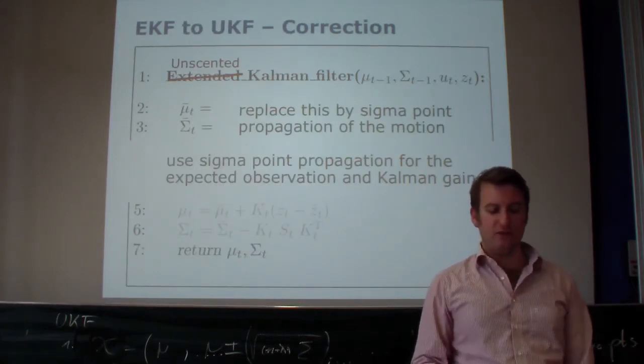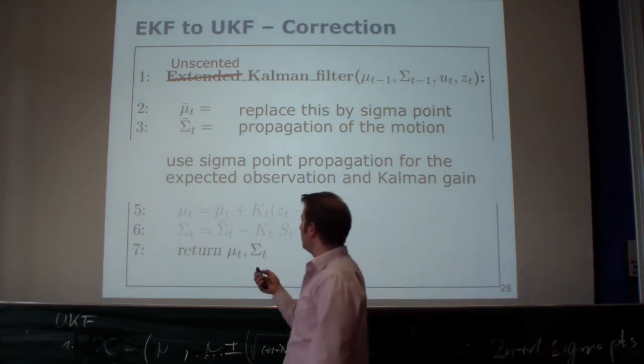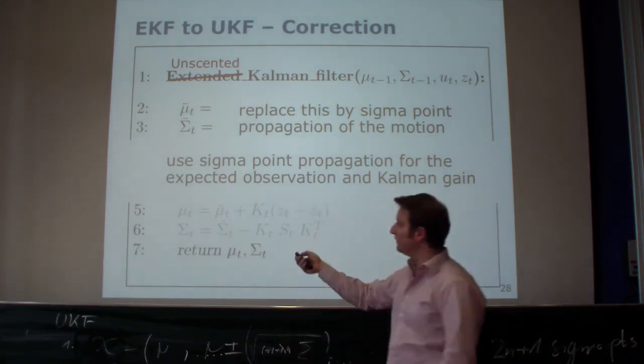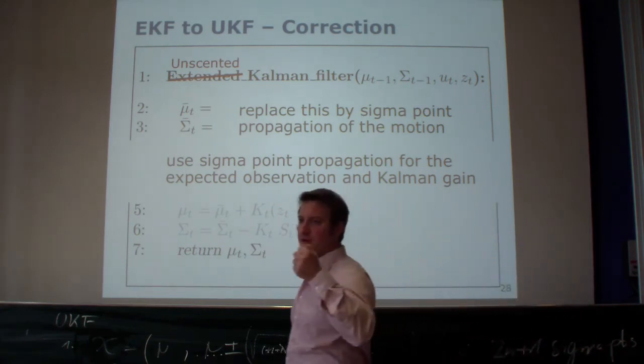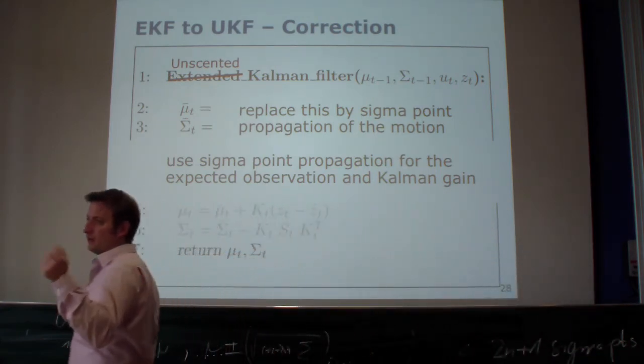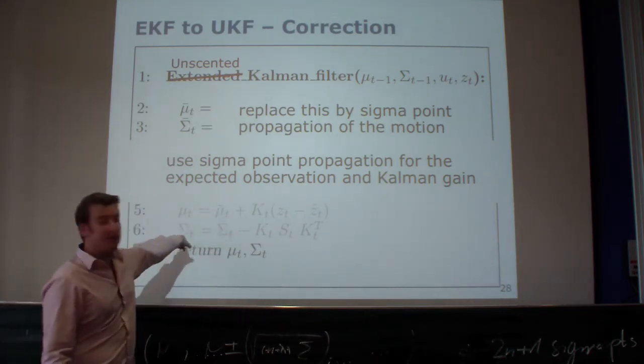The second thing we need to do after this has been computed is to compute the expected observation, again using the sigma point approximation, and then compute the Kalman gain. Once we have the Kalman gain, we can update the mean and the covariance.